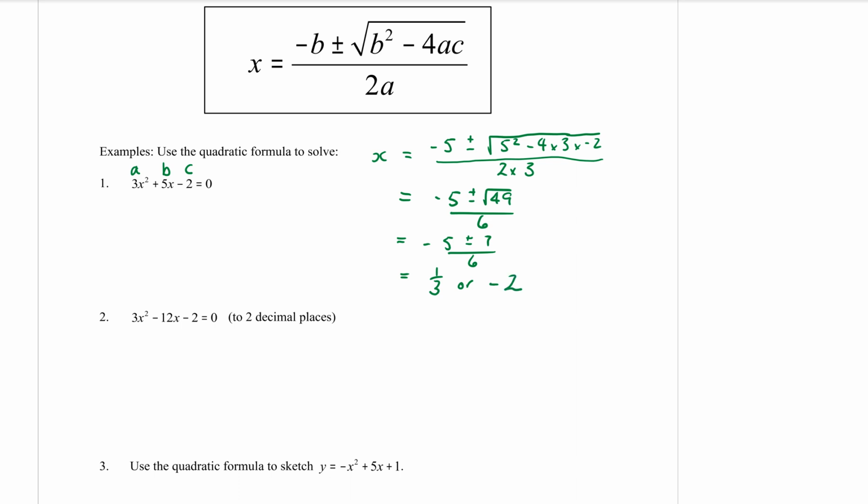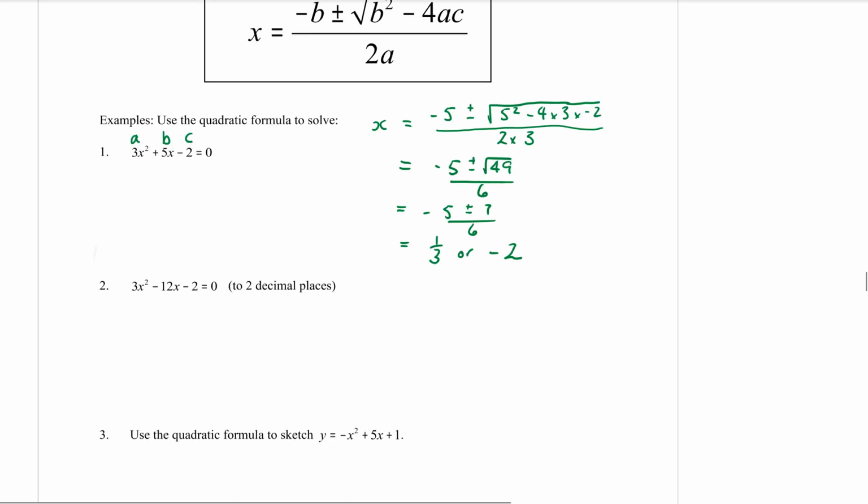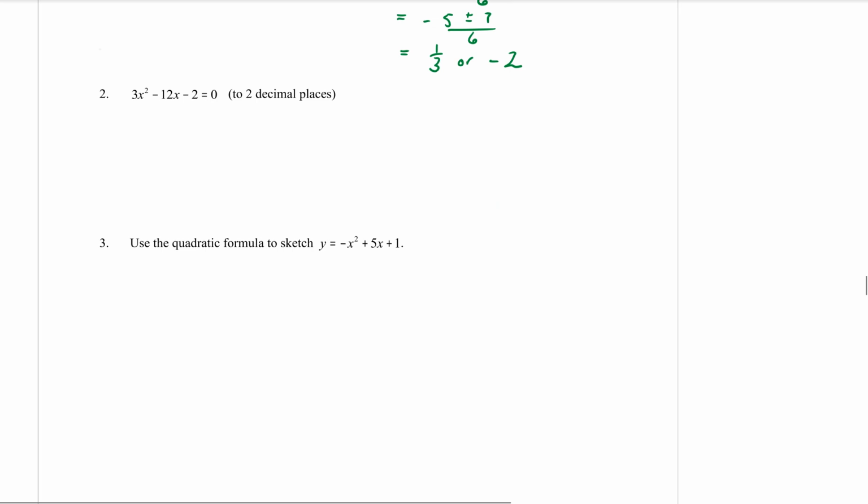Okay, so it's straightforward, quadratic formula, subbing stuff in. Question 2, same thing again. Use the quadratic formula to solve this one. It's just not quite as nice an answer because we have the square root's still going to be in there. Let's sub it in. So we have a, b, and c. Subbing into the formula, we have minus b.